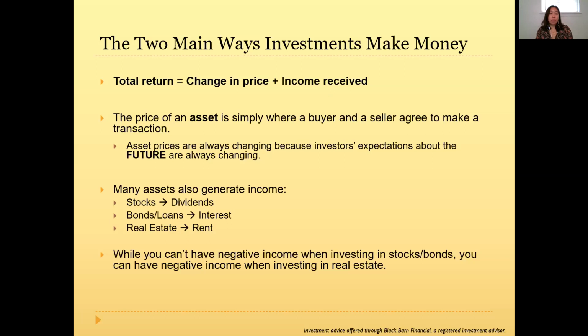So when I'm talking about the change in price, I'm talking about the price that you paid someone for it and the price where someone agrees to buy it from you. That's how prices work. There's no third party setting the price in our system, right? It's all free markets. You have to have a willing buyer and a willing seller agree on the price, and that's what the price of the asset is. Asset prices, regardless of whether they're talking about the stock market, the bond market, real estate, Bitcoin, whatever, asset prices are always changing because investors' expectations about the future are always changing.